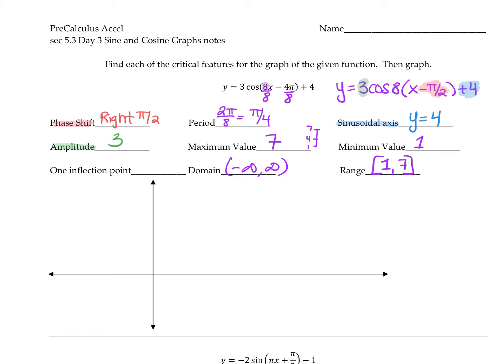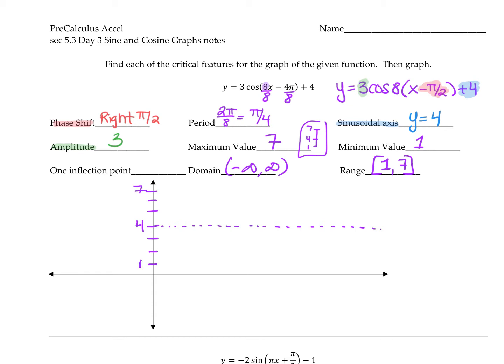Before I fill in my inflection points, I'm actually going to graph my graph. So let's do the y-axis first because I kind of already did the y-axis here. So I'm going to start at 4. 1, 2, 3, 4. That's where my sinusoidal axis is going to be. My maximum is at 7 and my minimum is at 1.